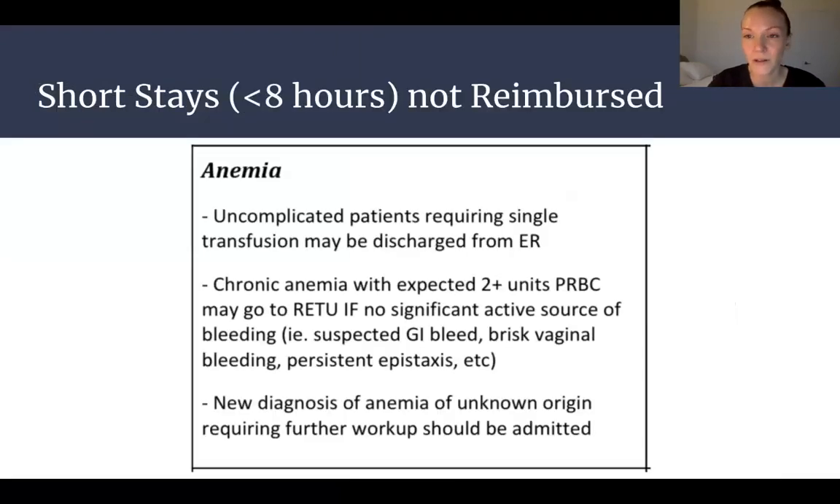Okay, the only other thing I wanted to mention from our exclusion criteria, as to why we even have this on there, is that if the observation stay is expected to be under 8 hours, then the hospital can't bill for it. So it has to be 8 hours or more to get reimbursed. That's why, if you look at the exclusion criteria, there might be some things that seem a little weird.